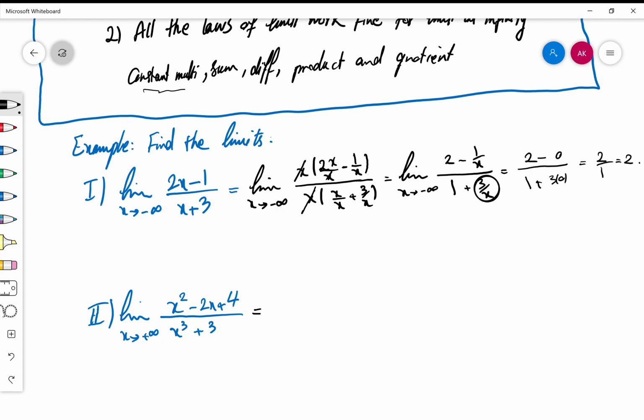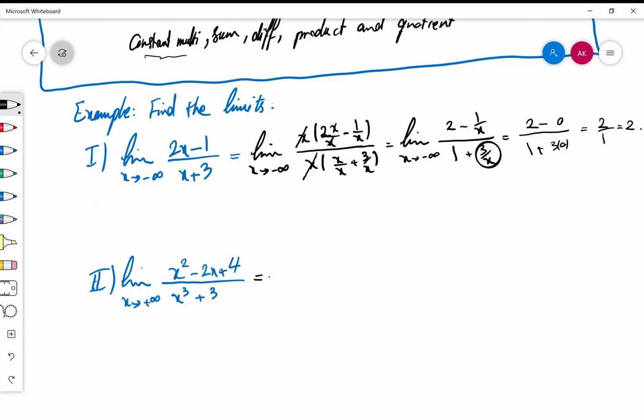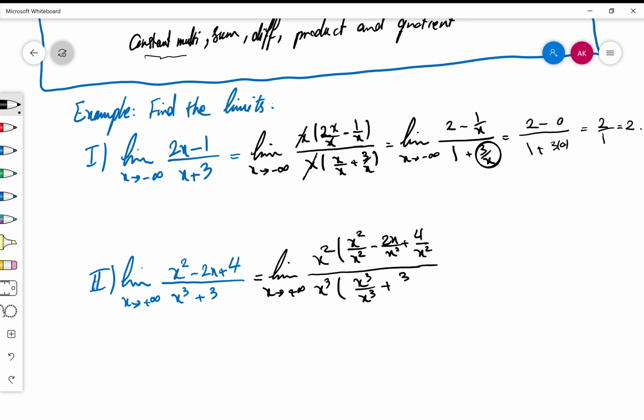Okay, how about this one? We can find the limit of this by factoring the highest power in the numerator and the highest power in the denominator. The highest power in the numerator is x squared, so we will get x squared over x squared minus 2x over x, and then plus 4 over x squared. And this is x cubed over x cubed plus 3 over x cubed. Then cancel out as much as you can.